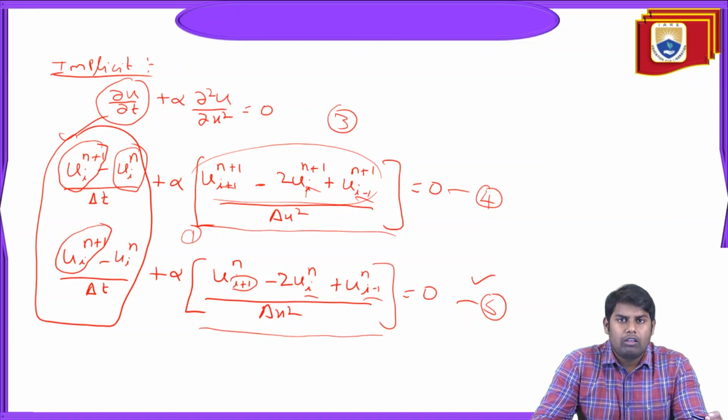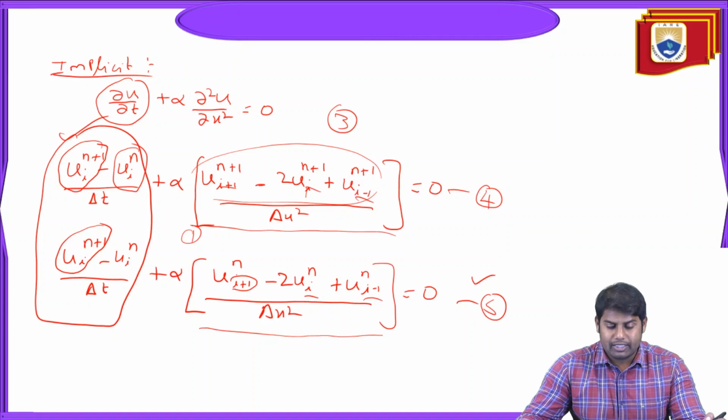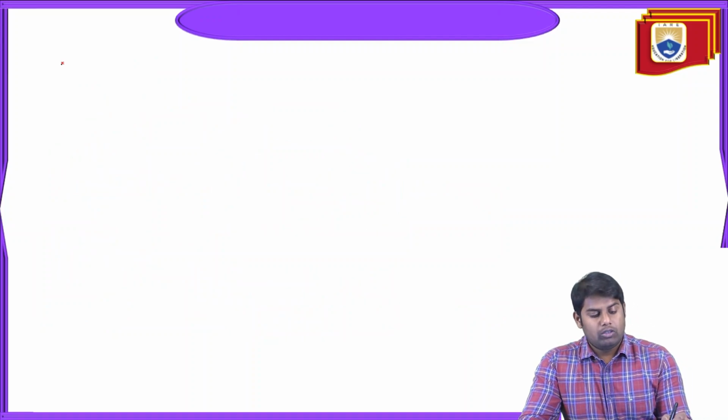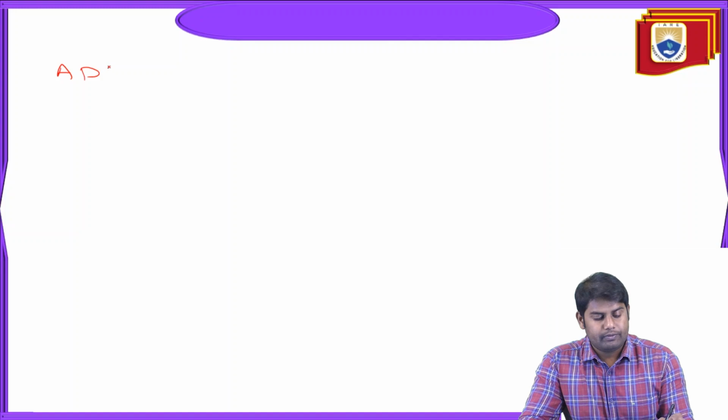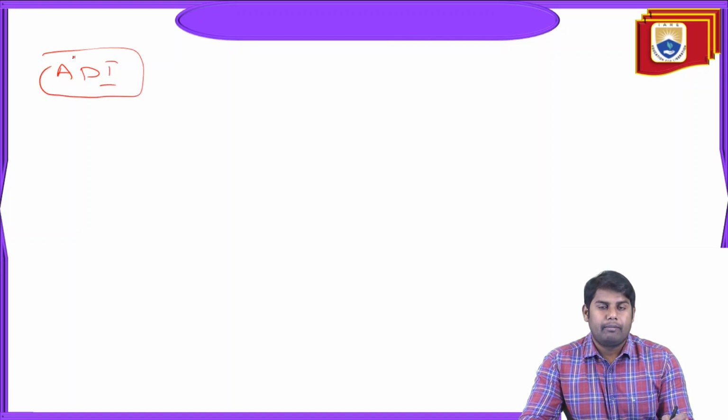So how do we solve this? There are numerous techniques. In that, we will now see what the ADI technique is, the alternating direction implicit method. We will consider both the explicit and implicit methods again. So in the ADI technique, we will see what ADI is: the alternating direction implicit method.